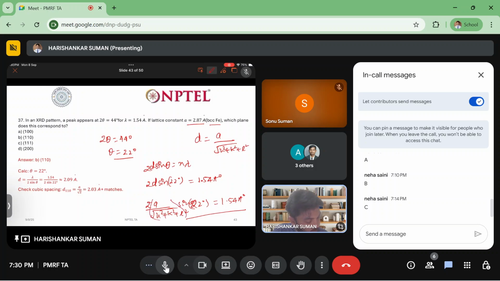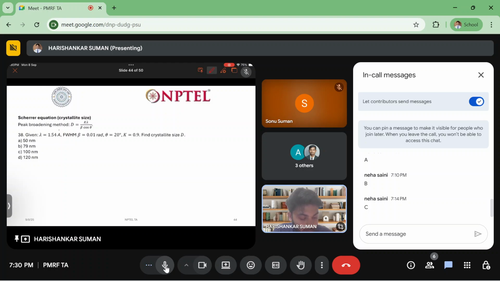Okay. You will get here, after putting in the value, root of h square plus k square plus l square is root 2. Now you can suppose the value of hkl whose sum is root 2. So only the B option.